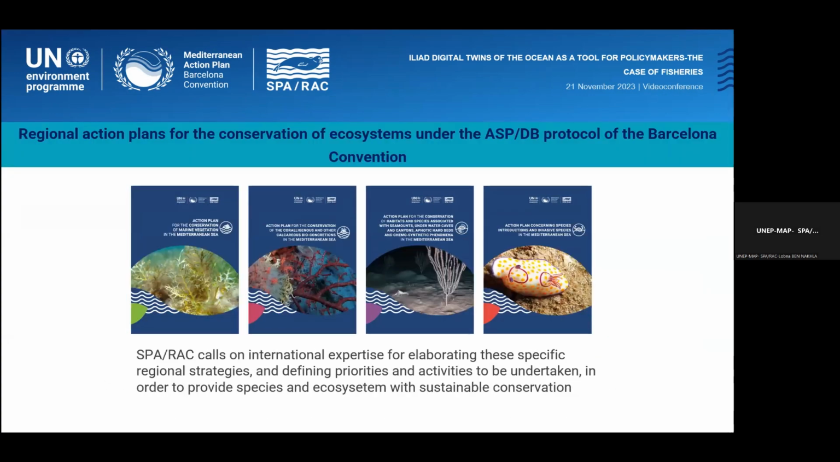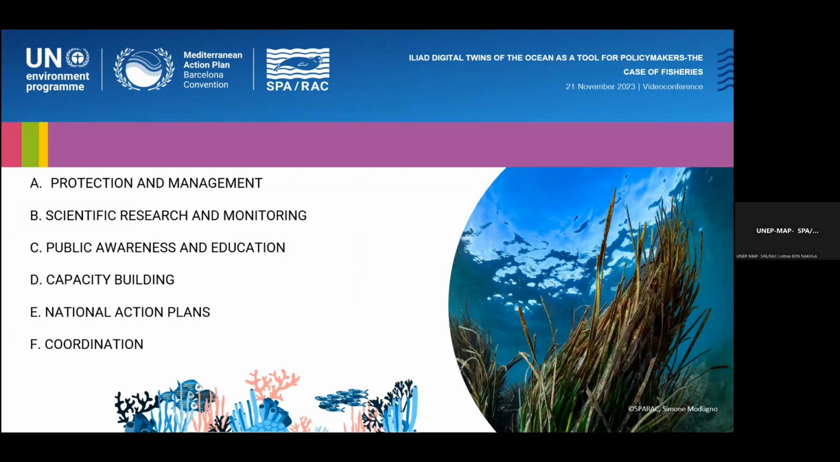And here we have three action plans for the conservation of habitats, and another regional action plan for species introduction and invasive species. These action plans are prepared after calling on international expertise, and are presented to the contracting parties who adopt this strategic program, including a work plan for 5 years. And every 5 years there is an assessment of this work plan in order to take into account the progress already made at the global, regional, and even national level.